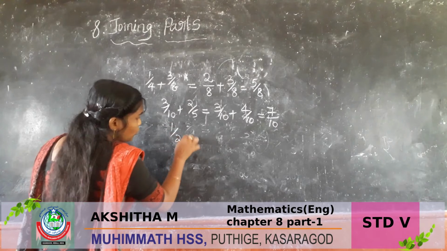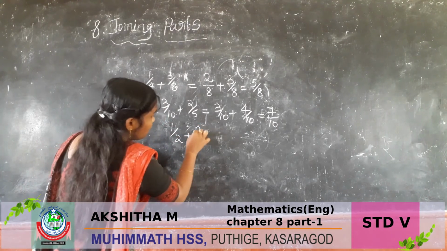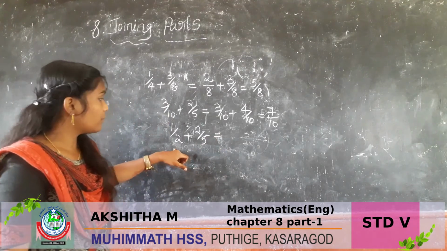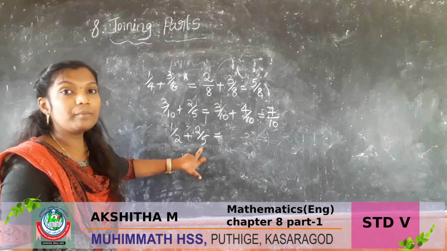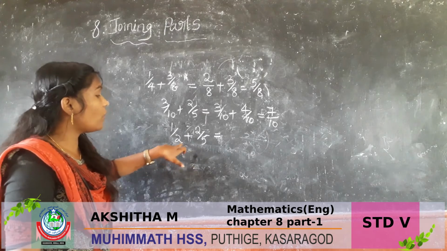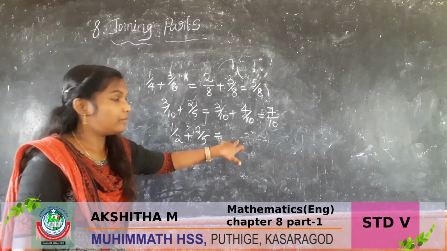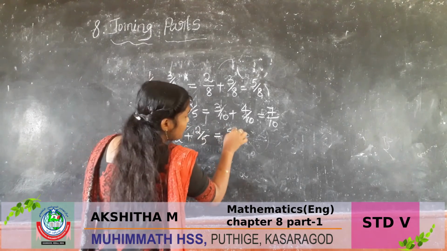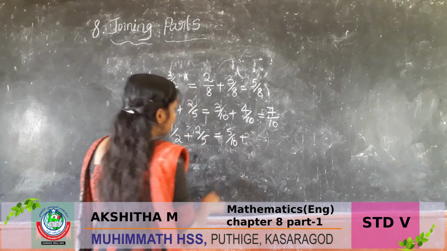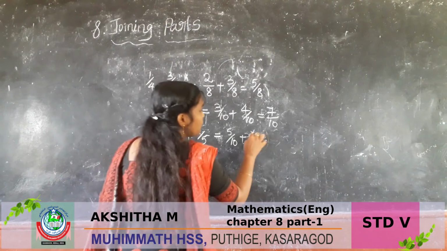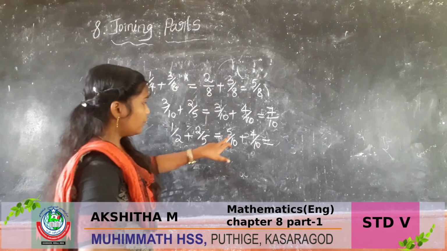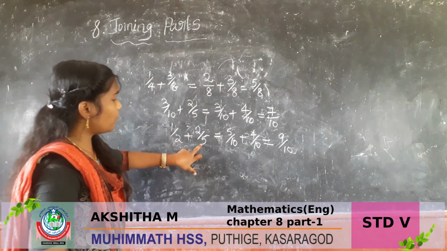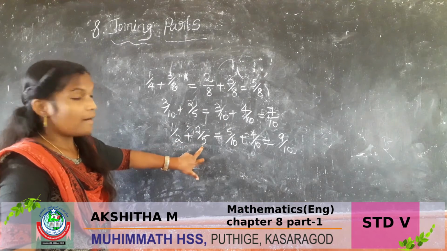What about 1 by 2 plus 2 by 5? How can we join this? Here we have to write the common multiple of 2 and 5 as the denominator. So 1 by 2 we can write as 5 by 10, plus 2 by 5 we can write as 4 by 10. So 9 by 10.